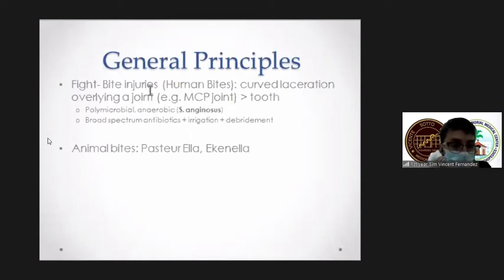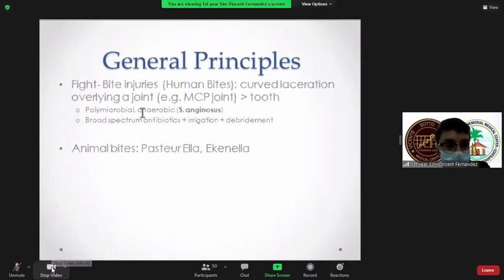So here are the general principles for fight bite injuries or human bites. Usually these injuries happen in intoxicated patients, so you cannot really assess what happened in the injury. But on physical exam, if you see a curved laceration overlying a joint, an MCP joint, it's presumably caused by a tooth. The microbial isolate is usually polymicrobial and aerobic. The most common isolate of these fight bite injuries or human bites is Streptococcus anginosus.